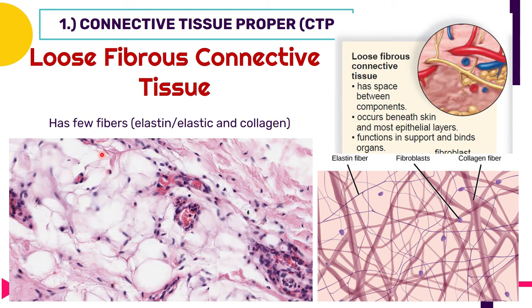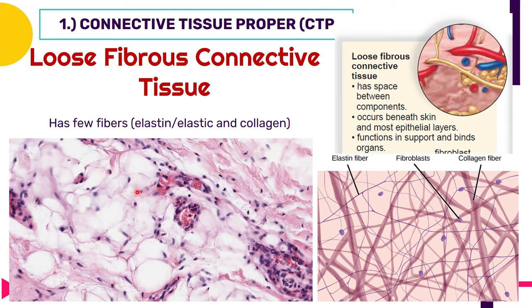That is why there are many spaces, because there are only a few fibers. The fibers there are elastin, or the elastic fibers, and the collagen. There are very few reticular fibers, but dominantly, what is in loose fibrous connective tissue are elastic and collagen fibers, as you can see there.